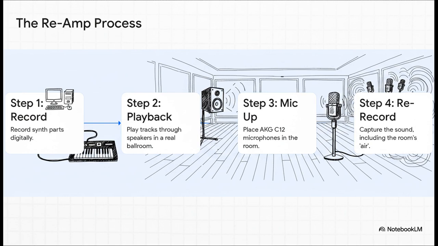Step 1, you record your synth parts perfectly clean, straight into the computer. Digital perfection. Step 2, you take those perfect digital tracks and you blast them through giant speakers in an actual physical wooden-floored ballroom. Then, step 3, you put up some seriously high-end microphones in that room. Finally, you hit record again and you capture everything, not just the music, but the natural reverb, the echoes, the actual air of the space.